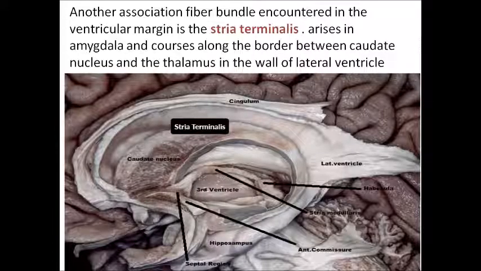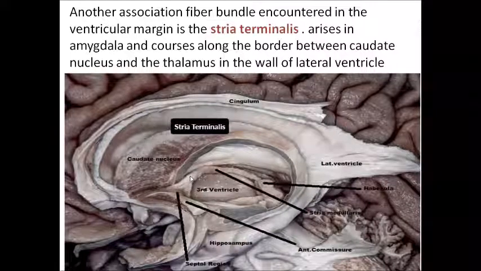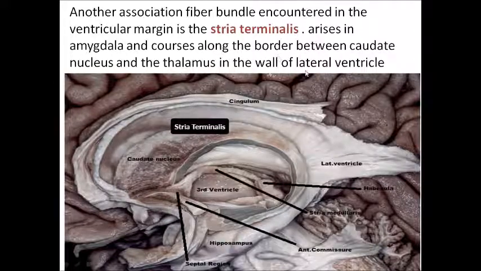Another fiber encountered in the ventricle margin is the stria terminalis, which is highlighted as gray colored fibers. It arises in the amygdala and courses along the border of the caudate nucleus and the thalamus in the wall of the lateral ventricle.